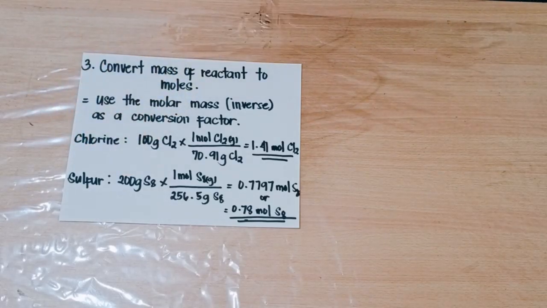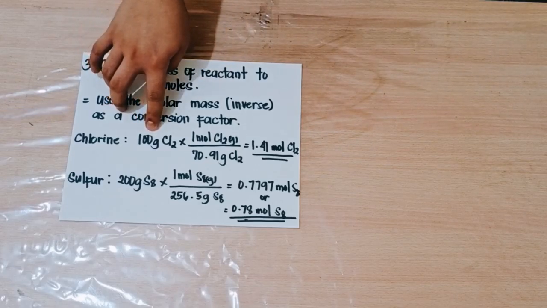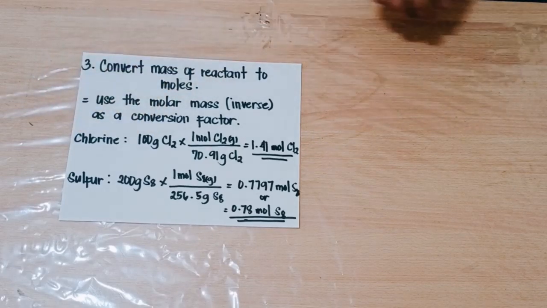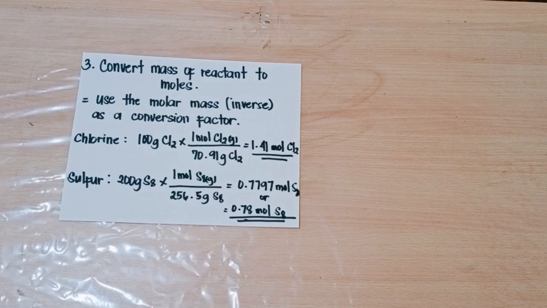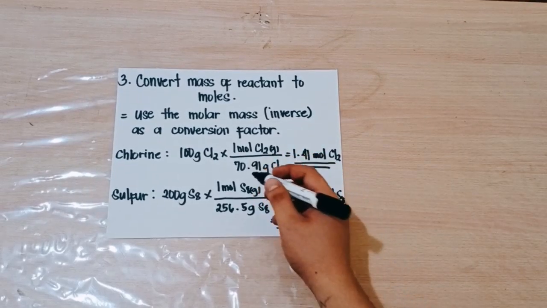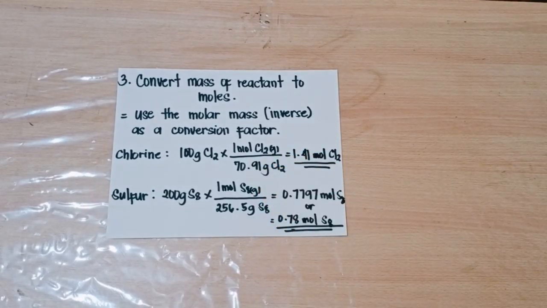So ang gagawin mo lang, 100 gram, punta muna tayo kay chlorine. 100 gram of chlorine times 1 mole of chlorine gas over 70.91 gram of chlorine equals to 1.41 mole of chlorine. Now, question. Sir, saan po galing itong 70.91 gram ng chlorine? Saan po namin makukumpute yan? Or paano namin makukuha yan?